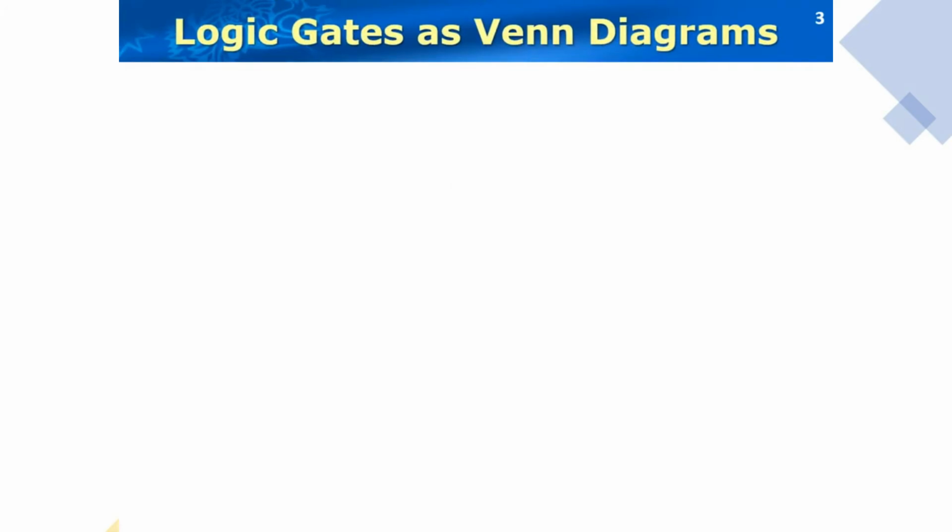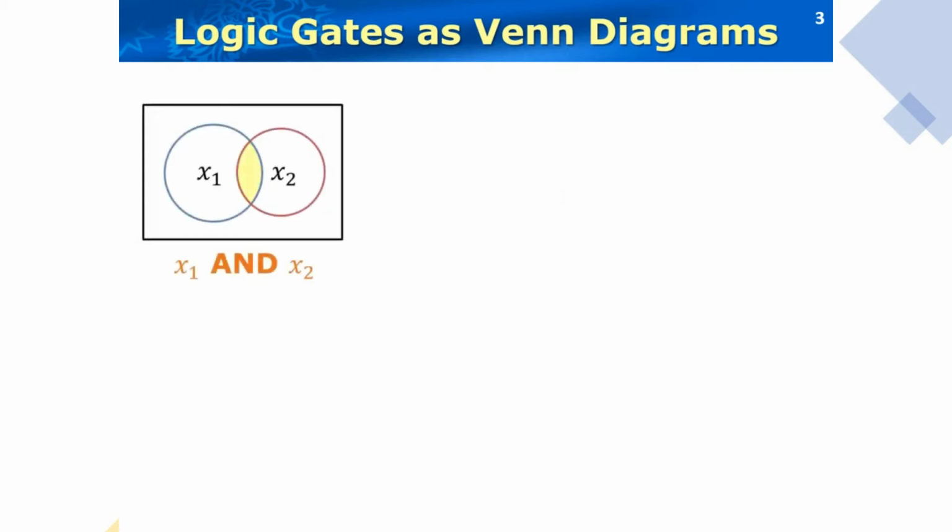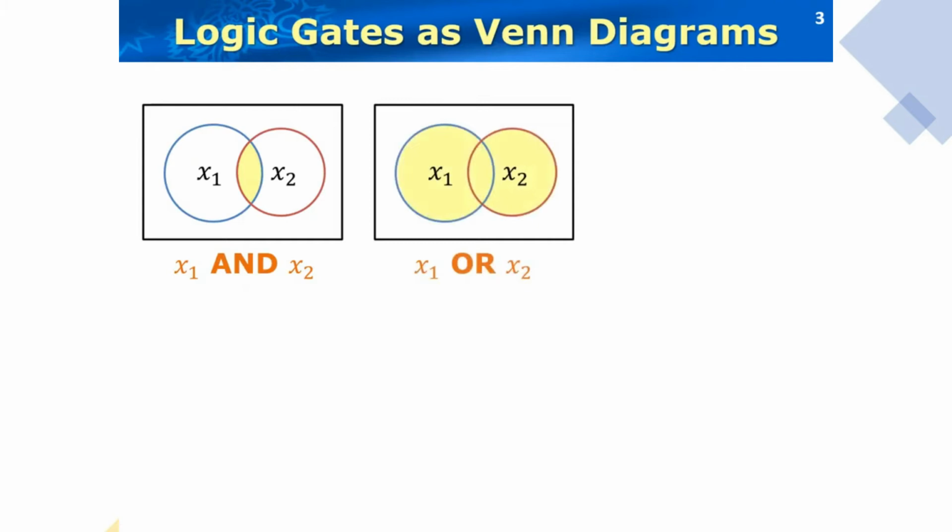which is an effective way of visualizing logical relations amongst a collection of different sets. Given two sets x1 and x2, the overlapping region in yellow, included in both x1 and x2, represents the AND gate, which is the intersection of x1 and x2. The combined region of x1 and x2 represents the OR gate, which is the union of x1 and x2. The complement of x, with respect to the universe set, represents a NOT gate.